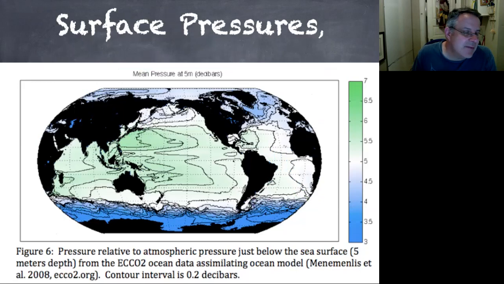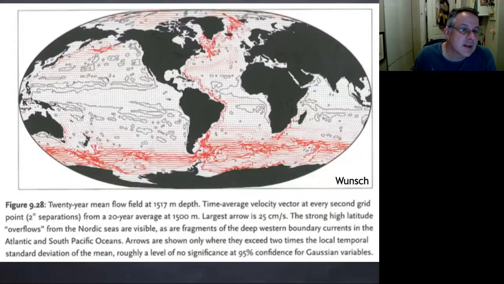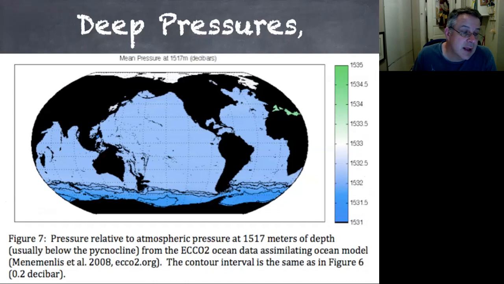So this doesn't have the pattern of the surface pressures, and we didn't zoom in enough at this 1,500 decibars to see the geostrophic flow that is part of this circulation. This is showing the arrows. We could have tried to get the geostrophic flow out of that.